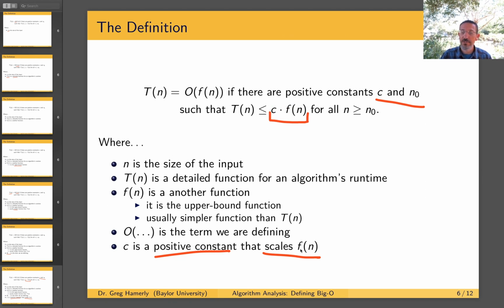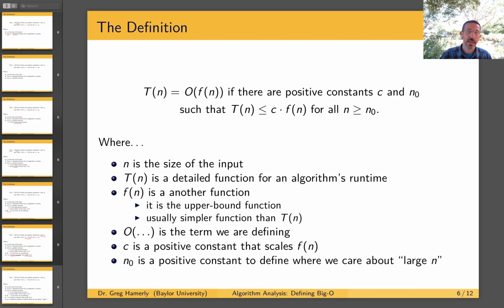So c allows us to scale up f of n so that we can make f of n arbitrarily multiply by an arbitrarily large number. And this other constant, n naught, tells us where we care about large n. In other words, it's the beginning portion of what we consider to be large. We said as n goes to infinity earlier. Well, this is the starting point of where we care about the large values of n, okay? So for small values of n, less than n naught, we don't really care. This definition doesn't apply. But the value of n naught tells us where we start to care about large n.